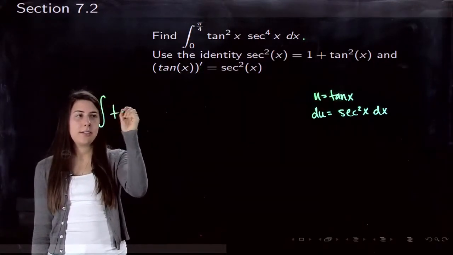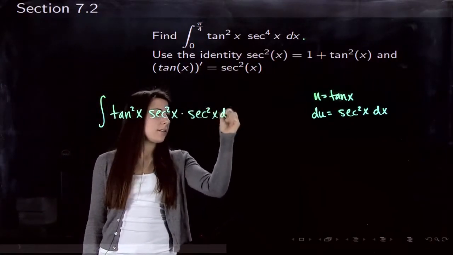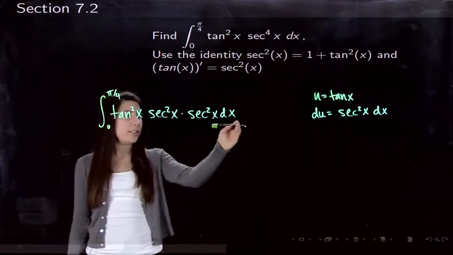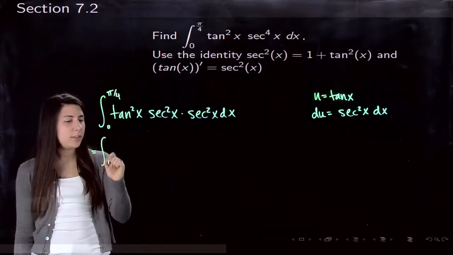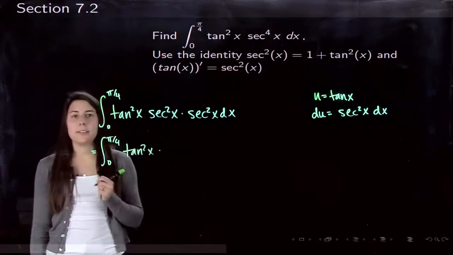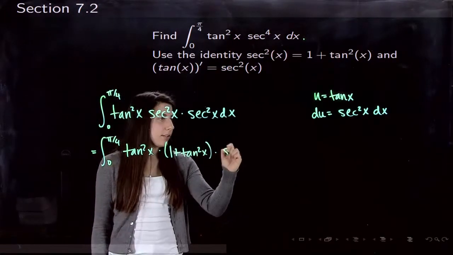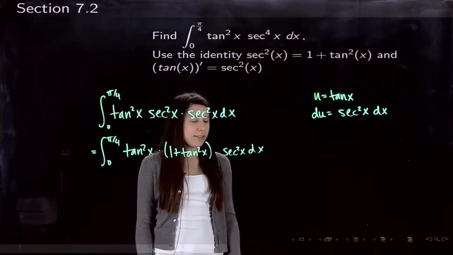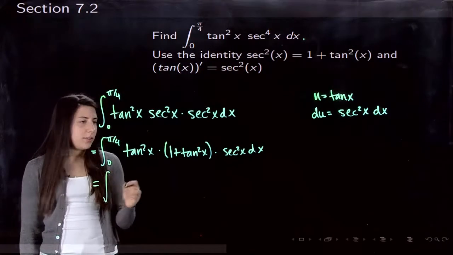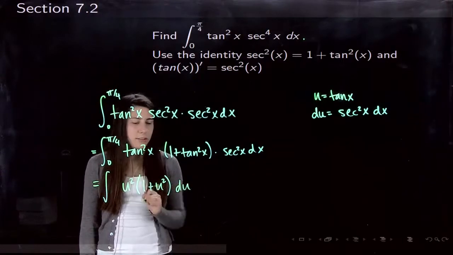So if I first break up the secants, I want to keep that second secant and not touch it because that's going to be my du, and change this first secant to be in terms of tangent. So we still have that tangent squared x here, and secant squared by our identity is going to be 1 plus tangent squared of x, secant squared x dx. So now I have my du, everything else in terms of tangent, so I can make my substitution. Doing that, I get a u squared times 1 plus u squared du.